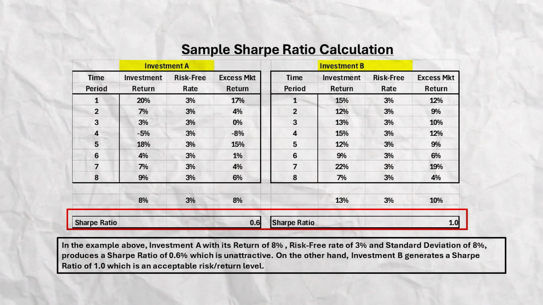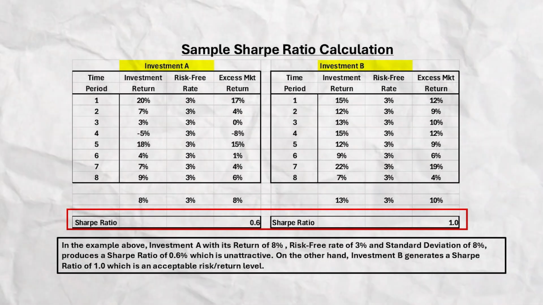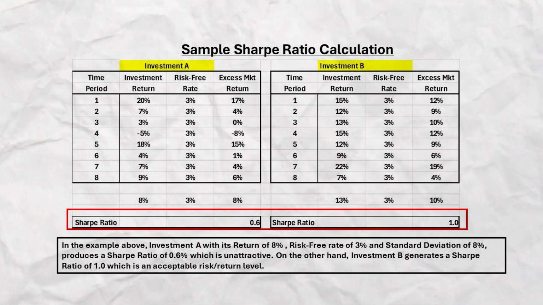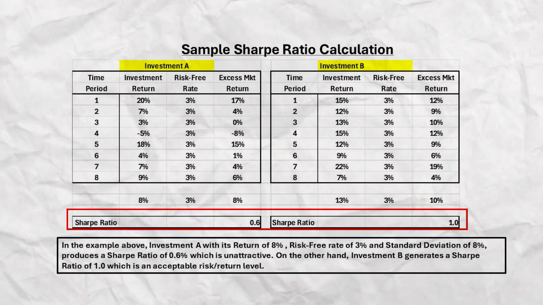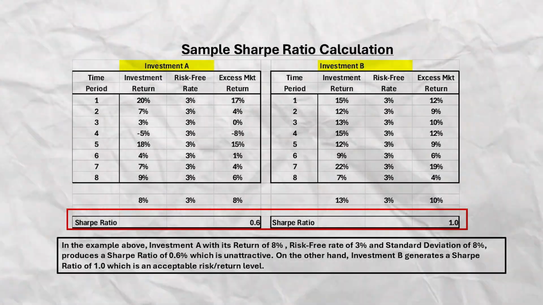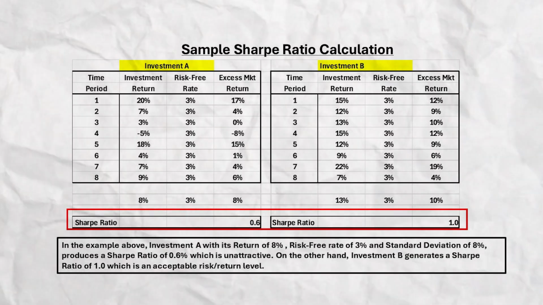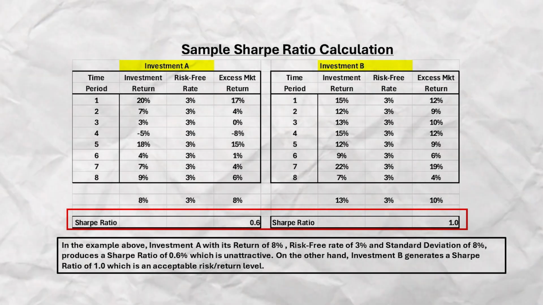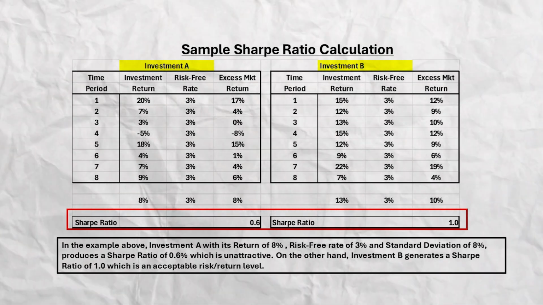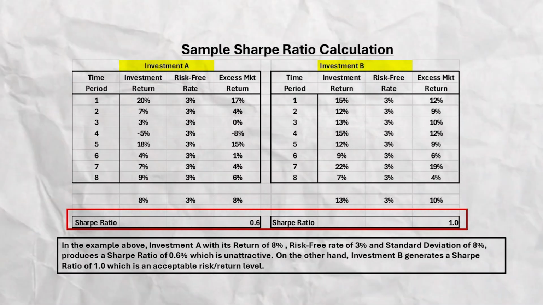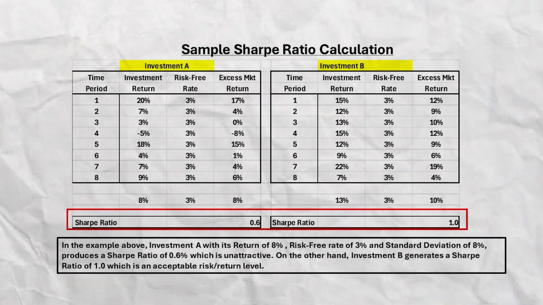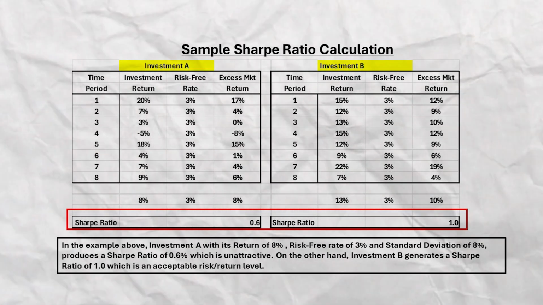So in the diagram, we compare two different portfolio managers, investment A and investment B, and the returns vary all over the lot. In investment A, the return is 8%, the risk-free rate is 3%, and the excess market return is 8%. So the Sharpe ratio here is 0.6, and we compare it with investment B that had a higher return of 13% with the same risk-free rate of 3%, or 10% excess market return. Here we get a Sharpe ratio of 1.